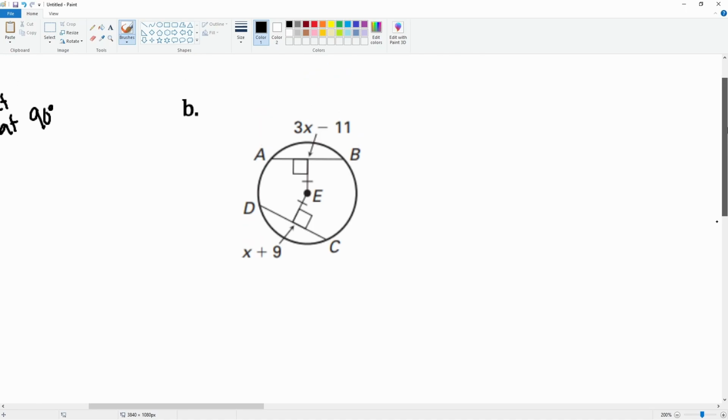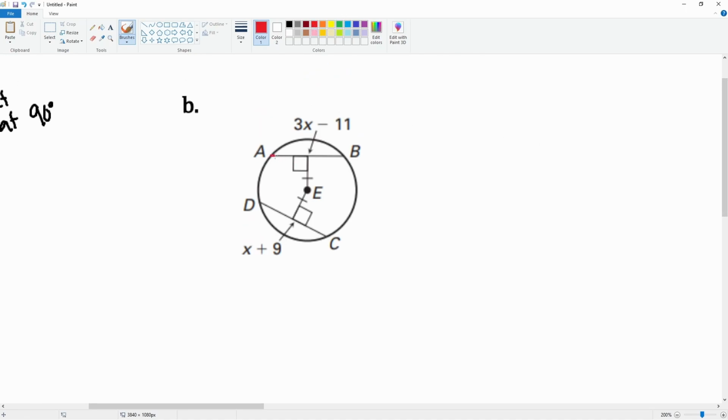Okay, next one. Notice that we have a chord here and a chord here. All right, the fact that they're the same equal distance and it's marked here, we know that the chord here of AB and the chord here of DC are congruent because of equal distance to the center. Therefore, you can set up the equation.